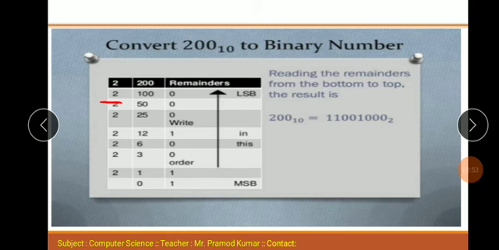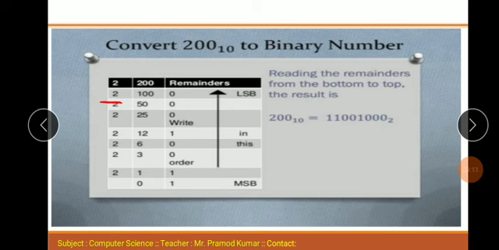from lower to upper side, meaning from the most significant bit to the least significant bit, meaning downward to upward. So first you write 1 1 0 0 1 0 0 0.